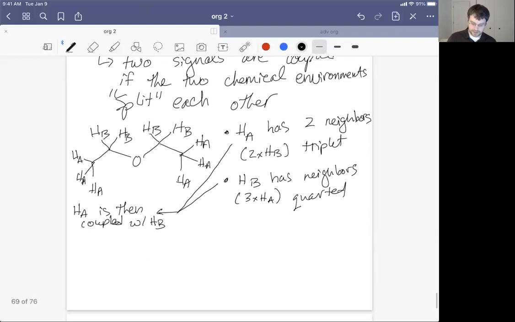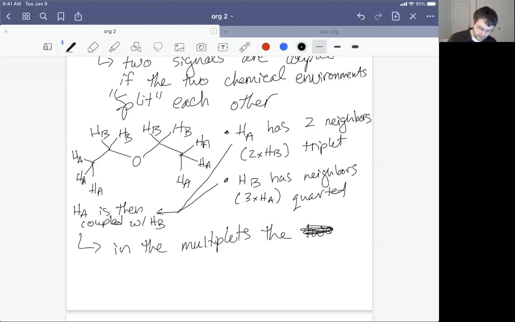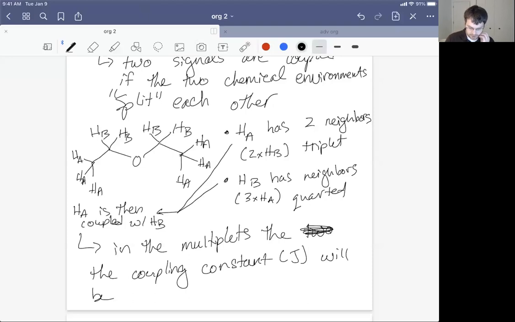Now, what I'm trying to emphasize is that in the multiplets, the coupling constant will be the same. I would have preferred to say this: the coupling constant J will be the same in both multiplets. Okay, kind of awkward phrasing there. So the coupling constant's the same.